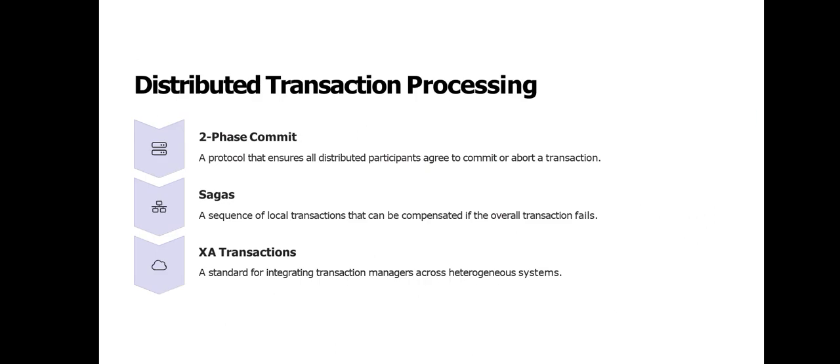Distributed transaction processing. There are three approaches. First, two-phase commit. Second, sagas. Third, XA transactions. Two-phase commit is a protocol that ensures all distributed participants agree to commit or abort a transaction. Next one, sagas, a sequence of local transactions that can be compensated if the overall transaction fails. Third one, XA transactions, a standard for integrating transaction managers across heterogeneous systems.